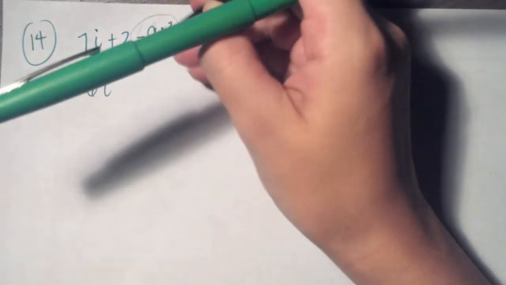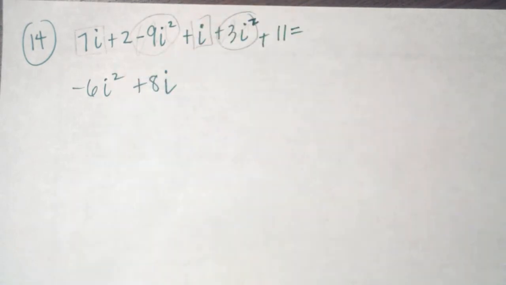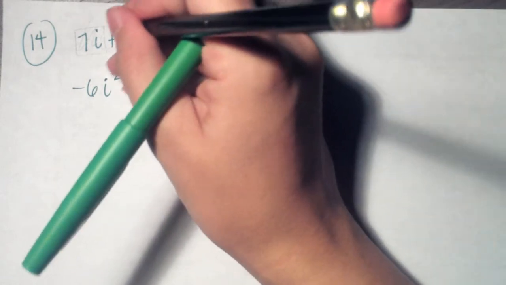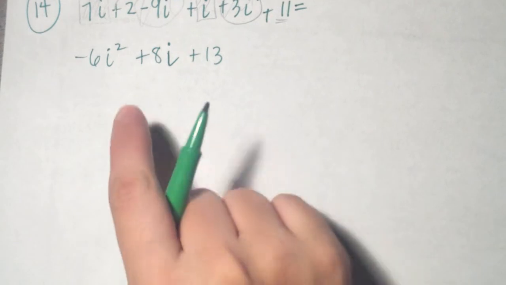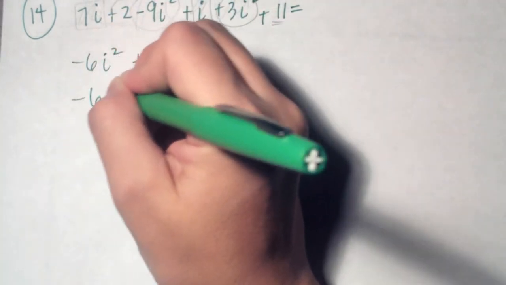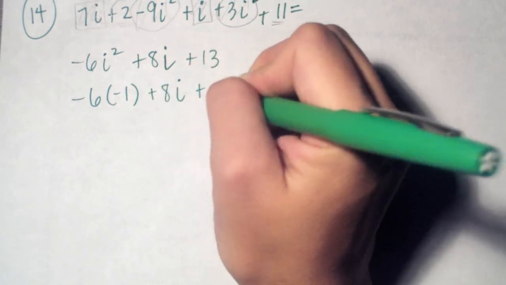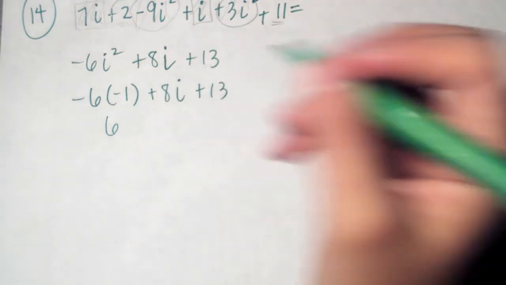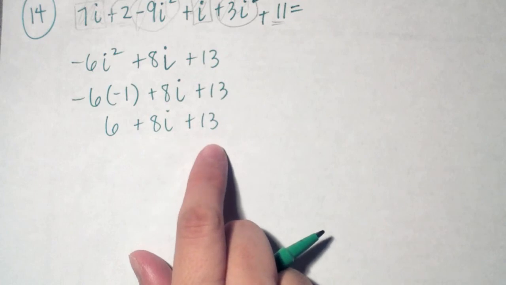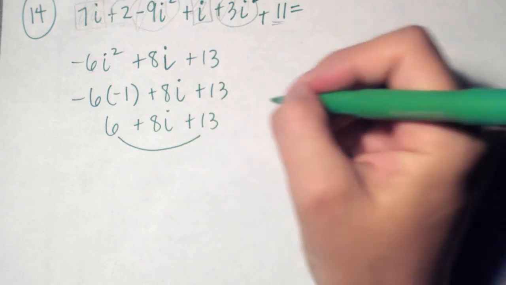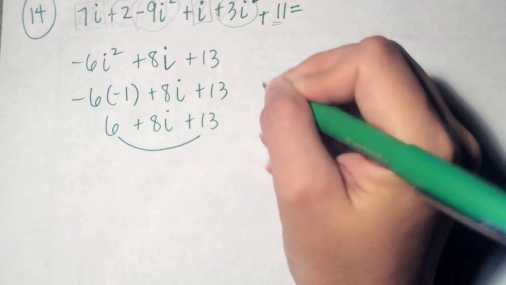Alright, those guys go away. I already simplified those guys. And then now let's see what i's we have. I have 7i plus i gives me 8i. So those guys go away. Now that I've left, I have a 2 and 11. So 2 plus 11 is 13. Alright, remember, I can only have things in terms of i, not i squared. So I'm going to replace this i squared with negative 1. So negative times a negative is a positive 6. And so I have 6 plus 13, which I can combine, 19. And then I have 8i at the end.